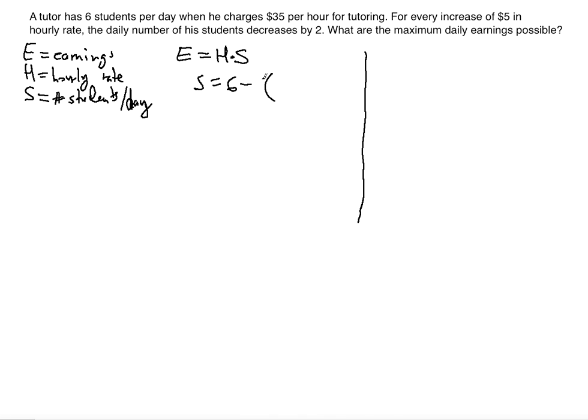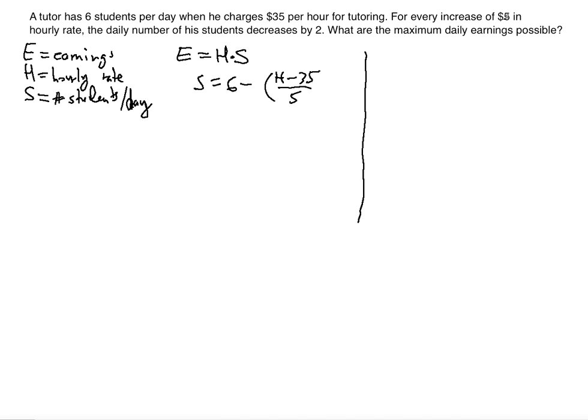So H is the hourly rate, right? So if he increases the hourly rate, the H will be greater than 35, right? Because he currently charges $35 per tutoring. So we'll subtract 35. Now H minus 35 will be positive, right? Because H will exceed 35. So as a result, it will be the difference between the higher hourly rate and the current hourly rate. Now we will have to divide this by 5, okay?